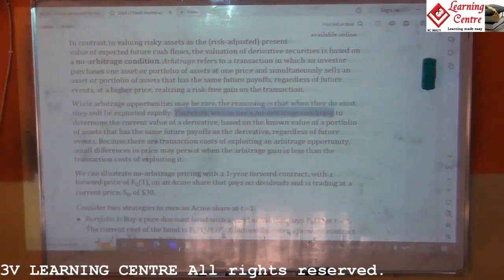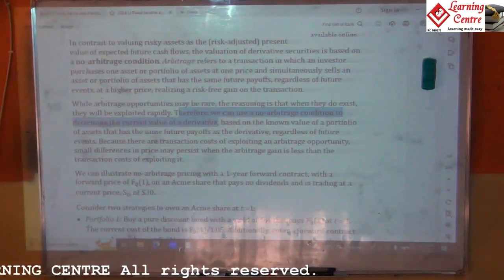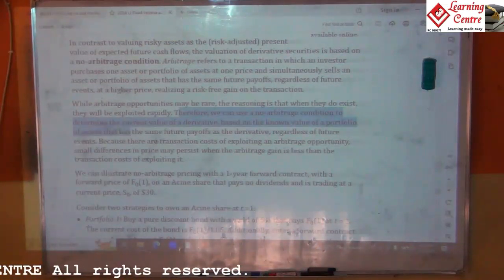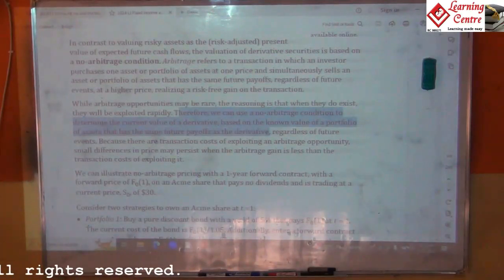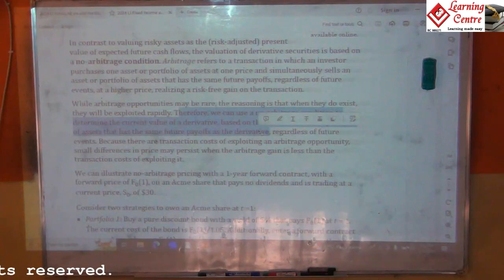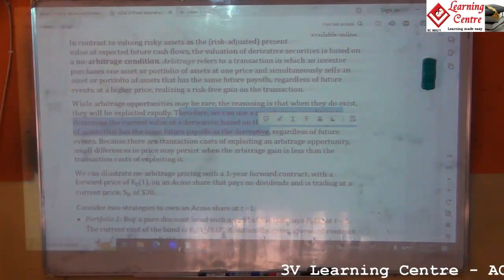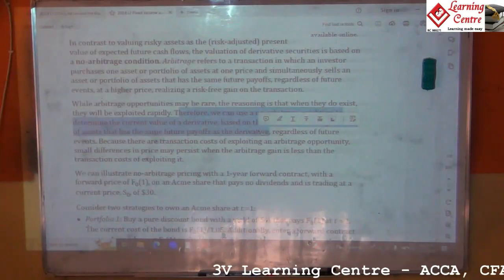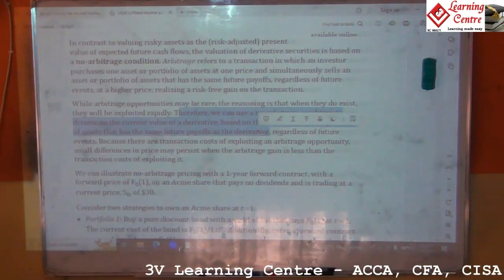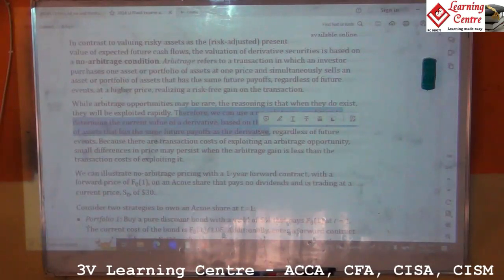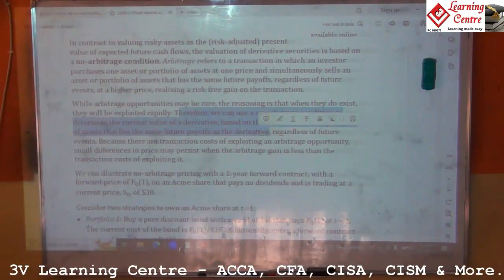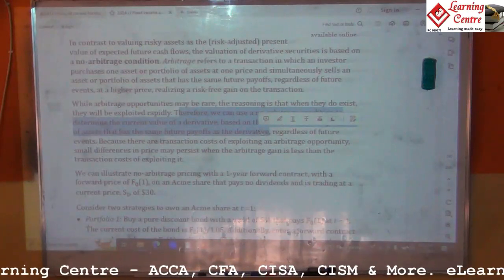Therefore, we can use a no arbitrage condition to determine the current value of the derivative based on the known value of the portfolio of assets that has the same future payoff as the derivative. So what does that mean? Going back to all the things we have discussed, there's a spot price, there's a future price. So we can estimate what the future price should be so that there won't be an arbitrage opportunity. Because if we do a calculation, we realize that this asset is supposed to be valued at 100 in 3 months' time, and it's valued at 105. That's an arbitrage opportunity of 5. Everybody will rush towards it.